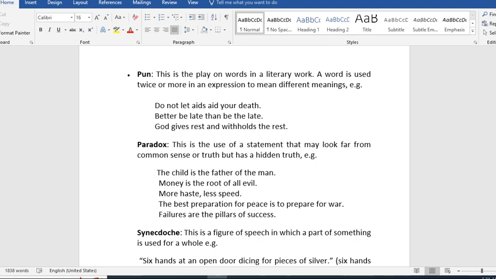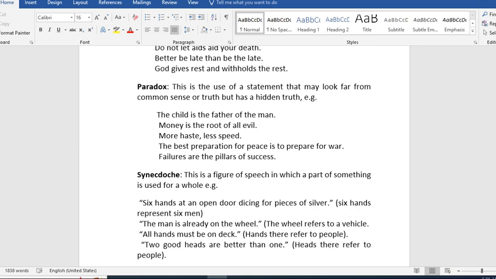We also have paradox. This is the use of a statement that may look far from common sense or truth, but has a hidden truth. Example, the child is the father of the man. Money is the root of all evil. More haste, less speed. The best preparation for peace is to prepare for war. Failures are the pillars of success.